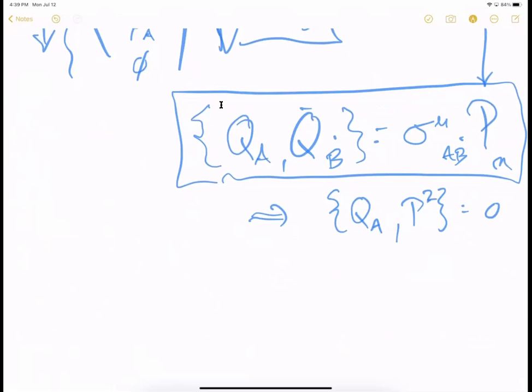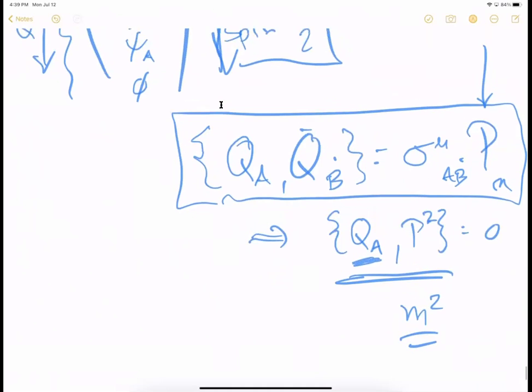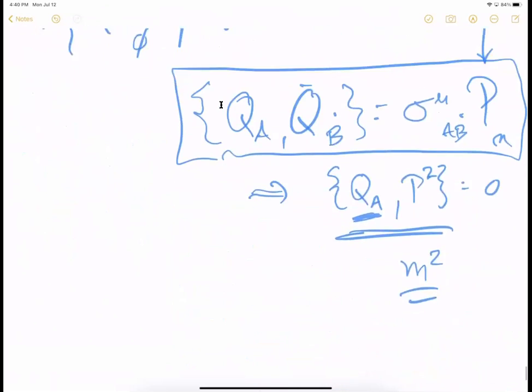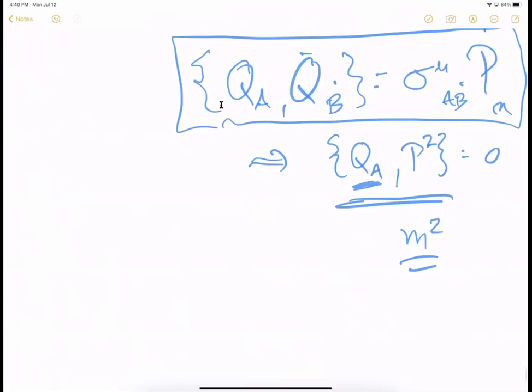But what this means, right? P squared is the mass squared operator, and that commutes with the supersymmetry transformations, which means that all the particles that you put in this multiplet have to have the same mass, because Q can't change the mass. And that has put a bit of a damper on some investigations of supersymmetry.